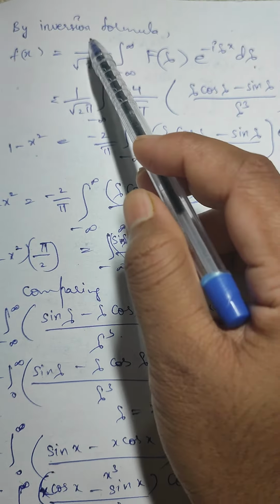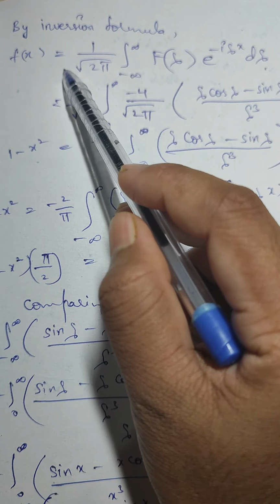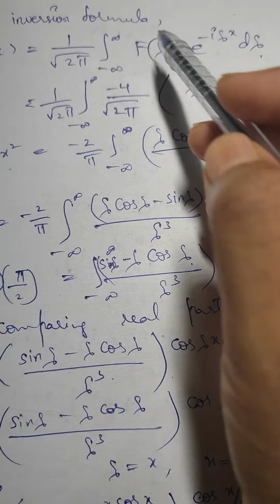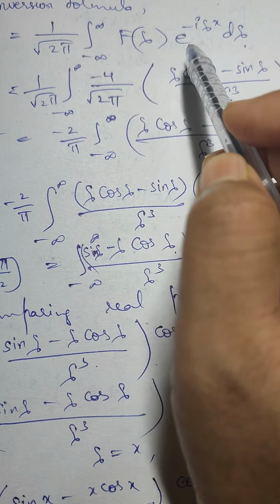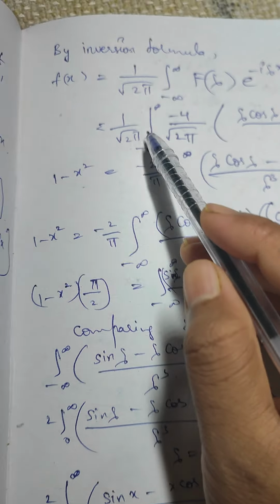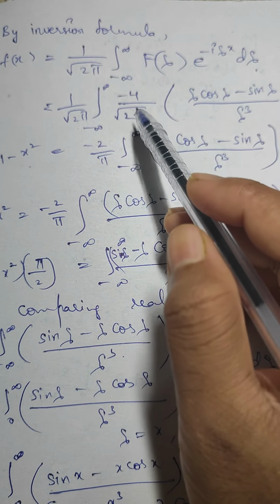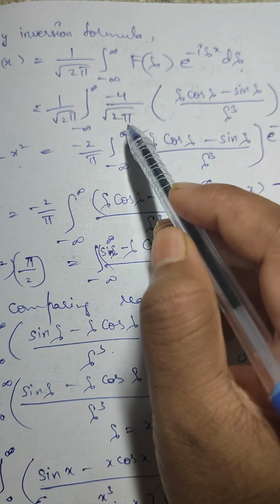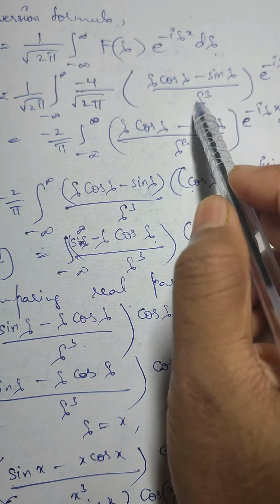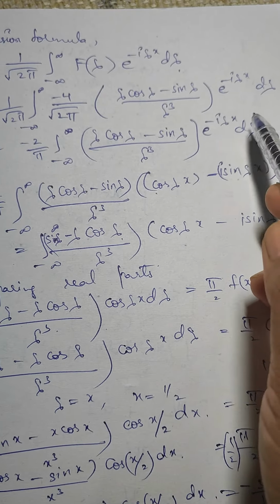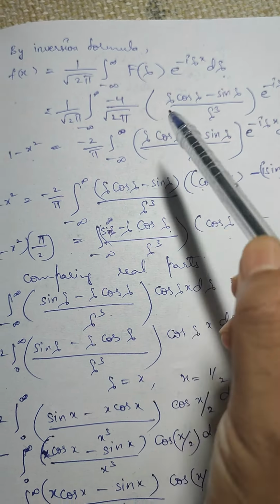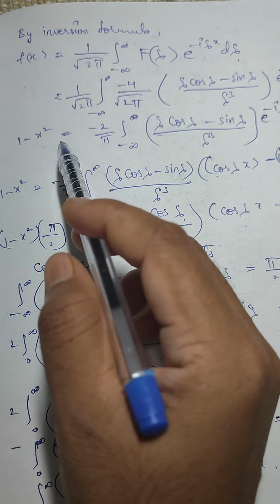Now by inversion formula we have small f of x is equal to 1 by under root 2 pi into integral over minus infinity to infinity f of xi into e power minus I xi x d xi. So this is equal to 1 by 2 root pi into integral over minus infinity to infinity minus 4 by root 2 pi. We are just substituting the value of f of xi into xi cos xi minus sin xi divided by xi cube into e power minus I xi x d xi. Here we are just writing the form of inverse Fourier transform.